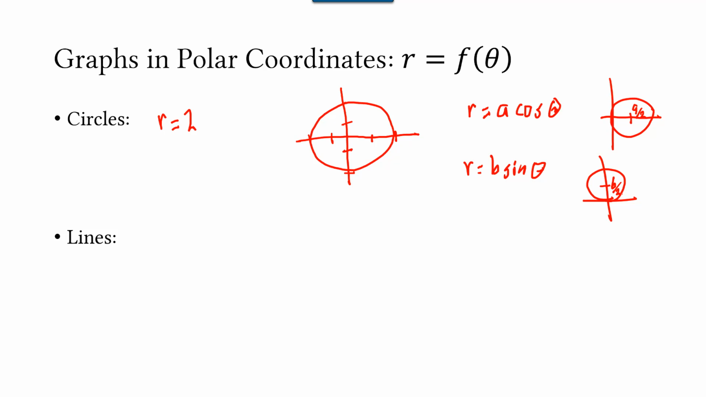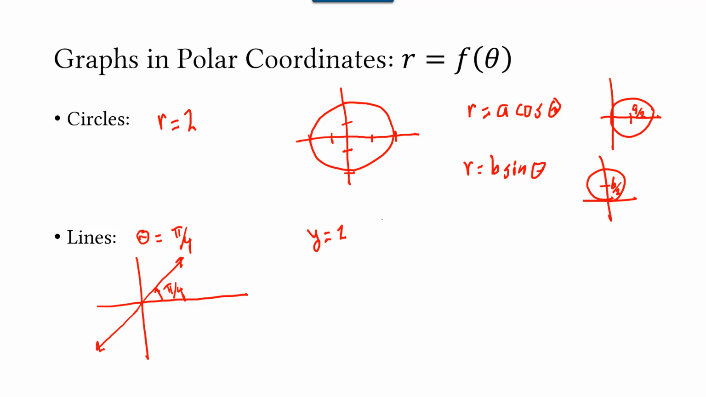Certain kinds of lines are also easy to write down in polar coordinates. The easiest would be lines through the origin, and that's where we just specify what the angle is. If I specify what the angle is, I don't really care so much about r, so r could be anything. And I would have both positive values of r and negative values of r pointing down and to the left. We can do horizontal lines.